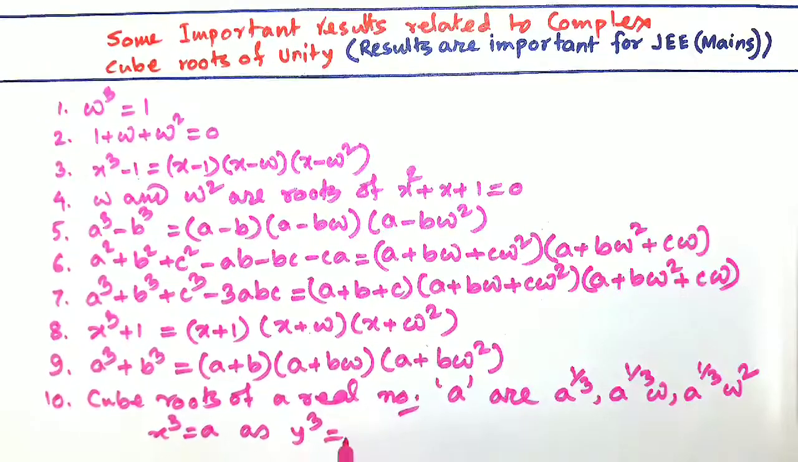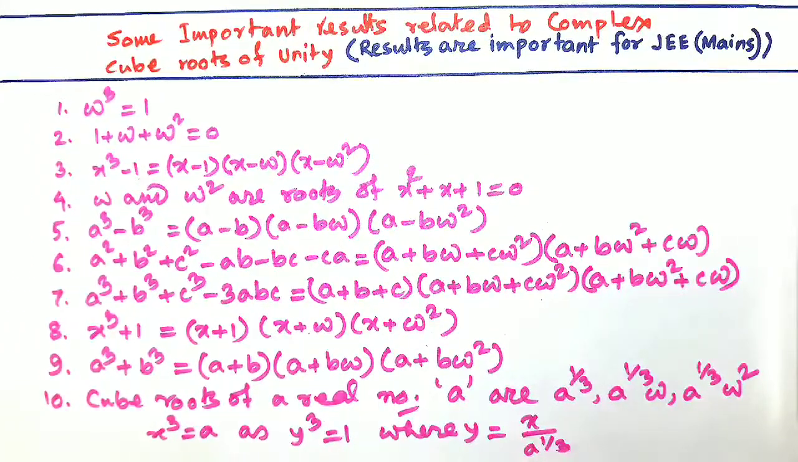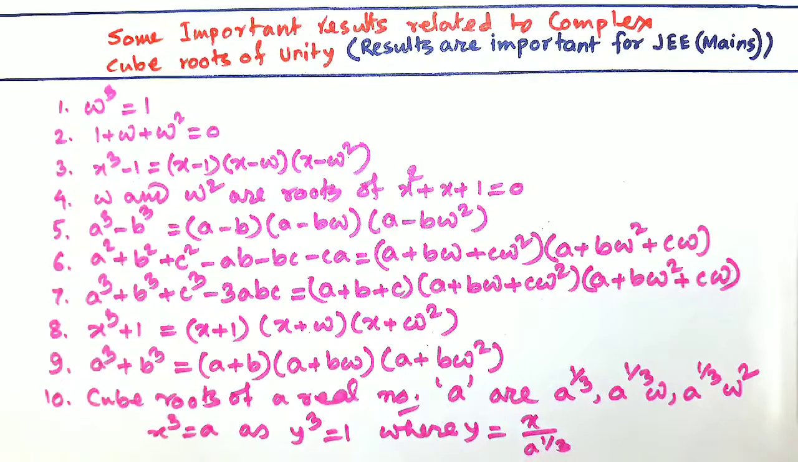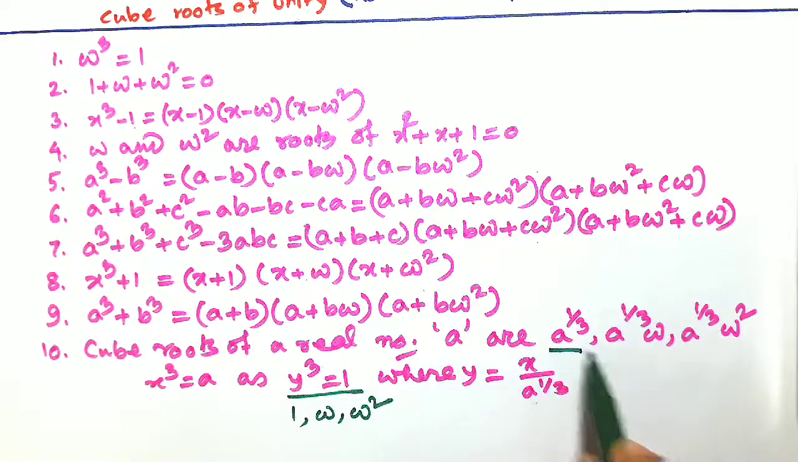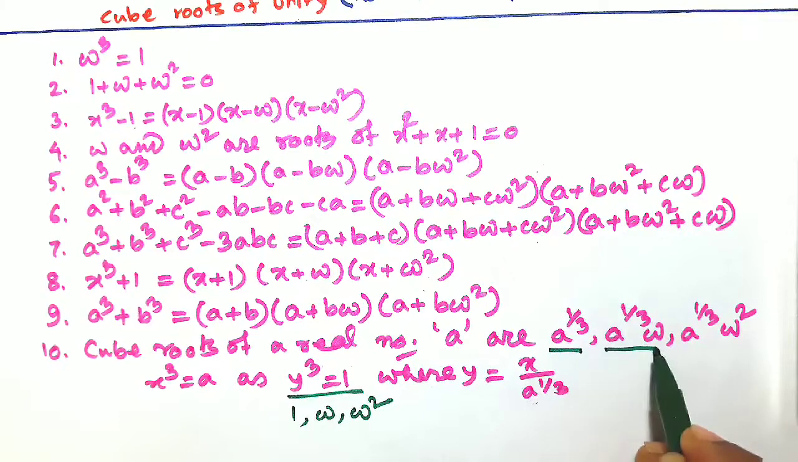y cube is equal to 1, where y is equal to x upon a to the power 1/3. Friends, solutions of y cube is equal to 1 are respectively 1, omega and omega square. So friends, we can conclude that x is equal to a to the power 1/3, a to the power 1/3 into omega and a to the power 1/3 into omega square.